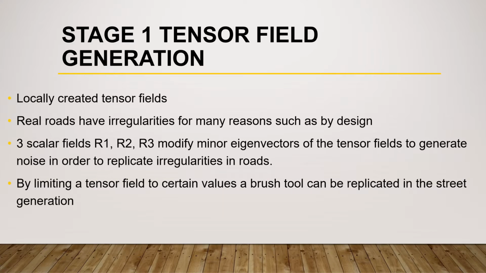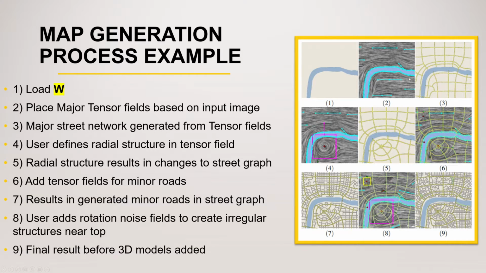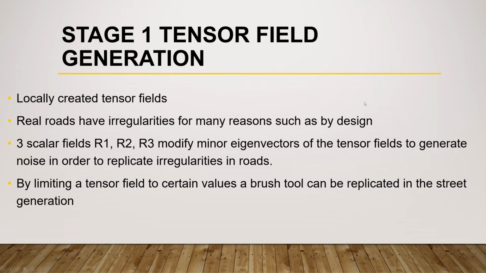So next, after that, there are also other modifiers that we could do to the tensors. So you put the locally created tensor fields, which are the ones that the user inputs, and then after that you can have modifiers. So there are 3 scalar fields, R1, R2, and R3, that modify the tensors. The tensors have minor and major eigenvectors, which are basically more roads based on one tensor. Like if you saw it here, the user only inputted a few major tensors, but there's a whole bunch of eigenvectors that are coming off these matrices that create all these other roads. And so by modifying them with the scalar fields R1, R2, R3, we can sort of bend them to create and replicate irregularities, because real roads have many irregularities. For example, there could be a pipe underground that they want to avoid or something like that.